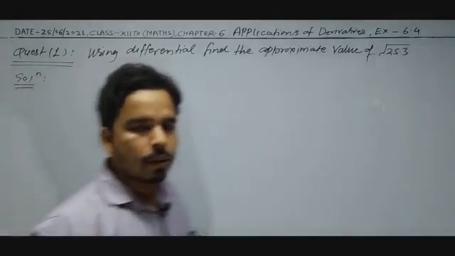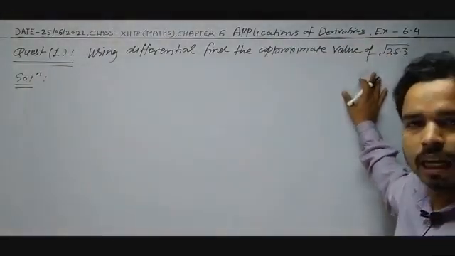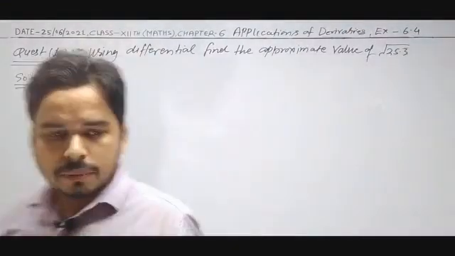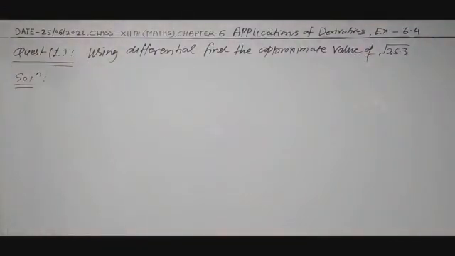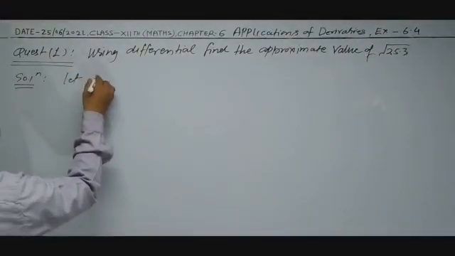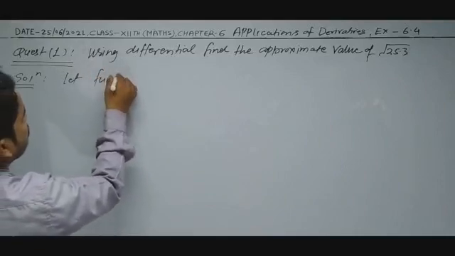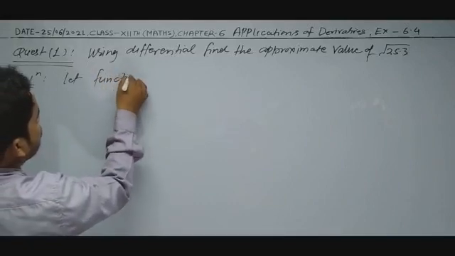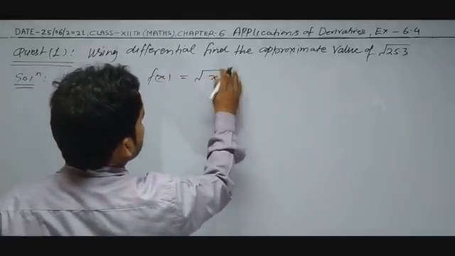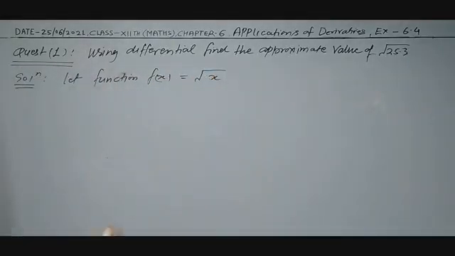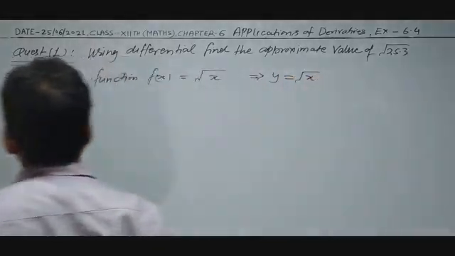First of all, we have to see which type of function the given function is. First we see that the given function is a square root function, in square root format. So let a function f(x) is equal to root x, and you know the f(x) value is y, so y is root x.